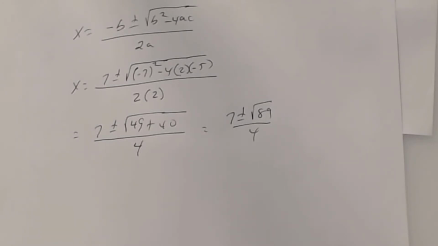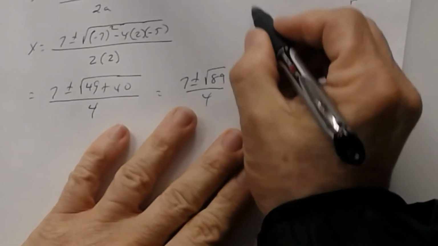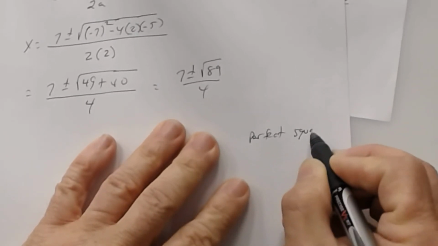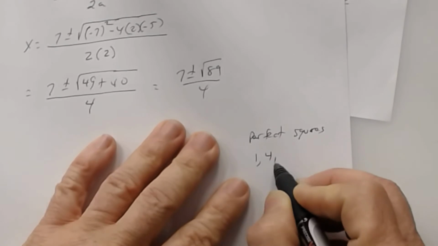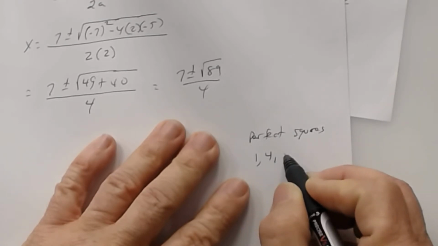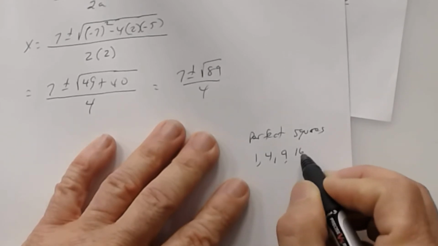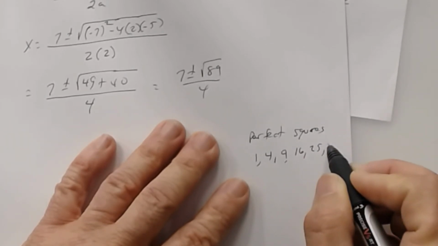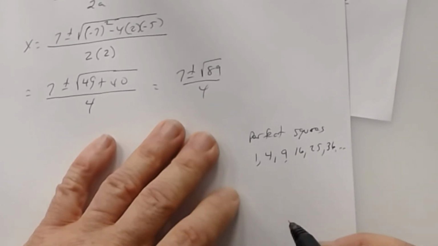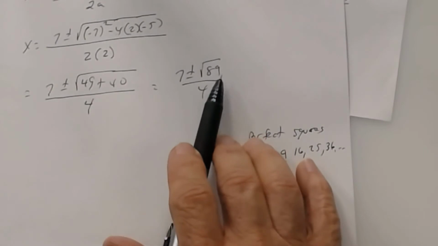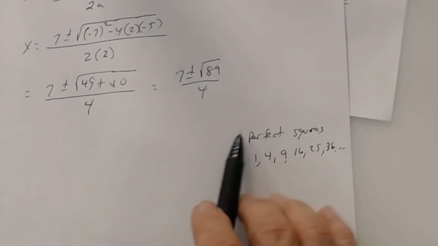Sure. If you're not sure, here's what I would do. You know your perfect squares, right? Your perfect squares are 1, 4, 9, 16, 25, 36, and so on, right? So here's what you do to determine if there's a perfect square that goes into 89 besides 1.